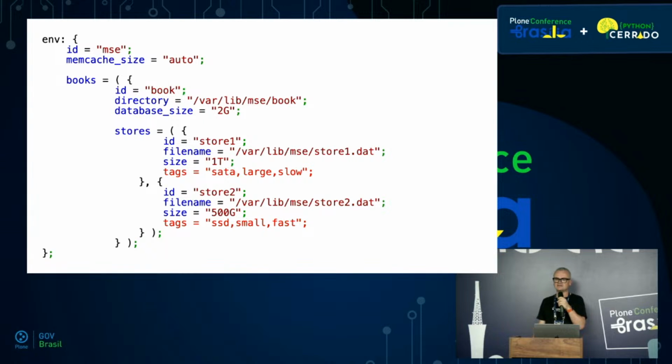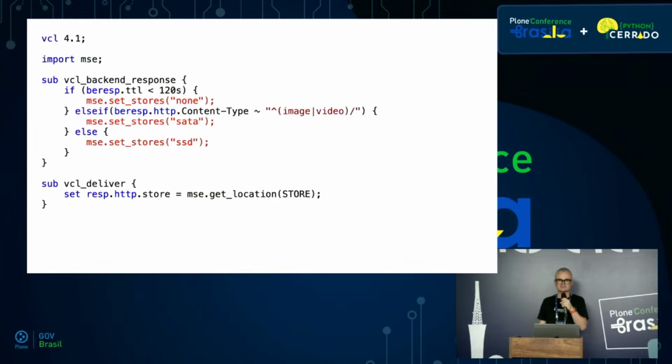So here's a pretty stupid example, but it shows the purpose. So we hook into VCL backend response, which is the subroutine in Varnish that is used when you receive something from the backend, from Plone, from Volto, and you decide to store it in the cache. Where are we going to store it? Well, if the TTL that was assigned is less than 2 minutes, then of course, why would you even bother storing it at the disk? It's going to be gone in 120 seconds. So in that case, set stores none. There's no storage on disk. It just lives in memory.